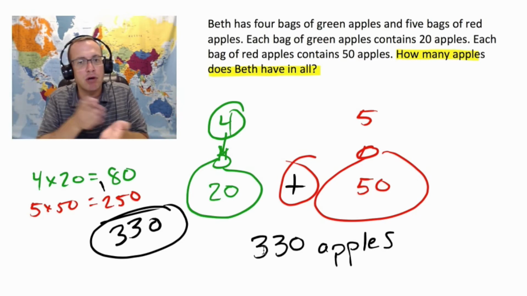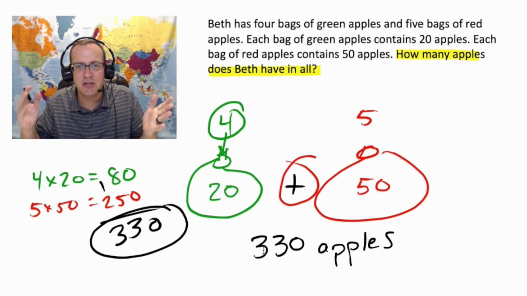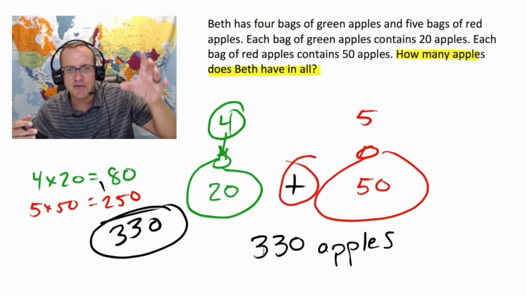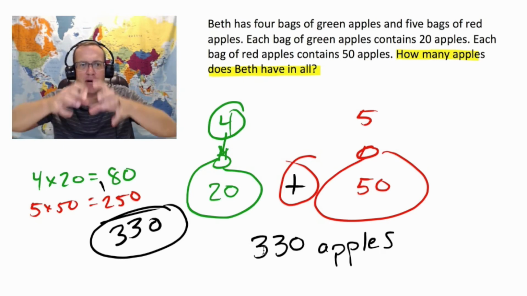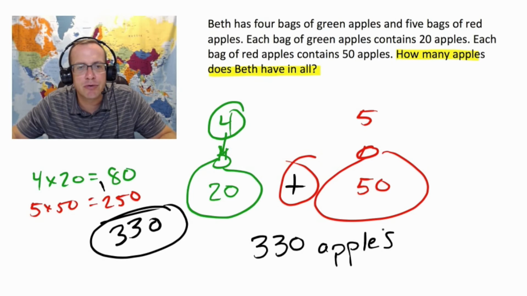So we've done our operation. We've gotten our answer of 330. Does it make sense? Well, we're still talking about apples, and we started with bags of 20 and bags of 50, and we're combining them all, so our answer should get bigger. So our answer did get bigger, 330.